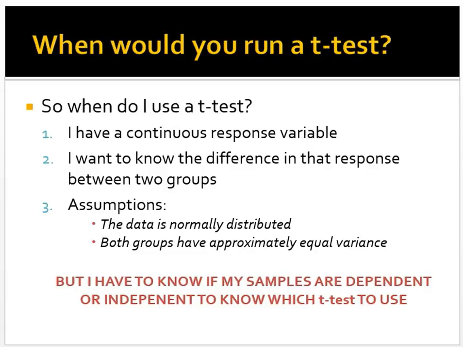We will have other options for non-parametric tests when we're in JMP. But we also have to know whether or not our samples are independent of each other or dependent. And so we've covered the independent tests. Now let's move on to the dependent t-test.